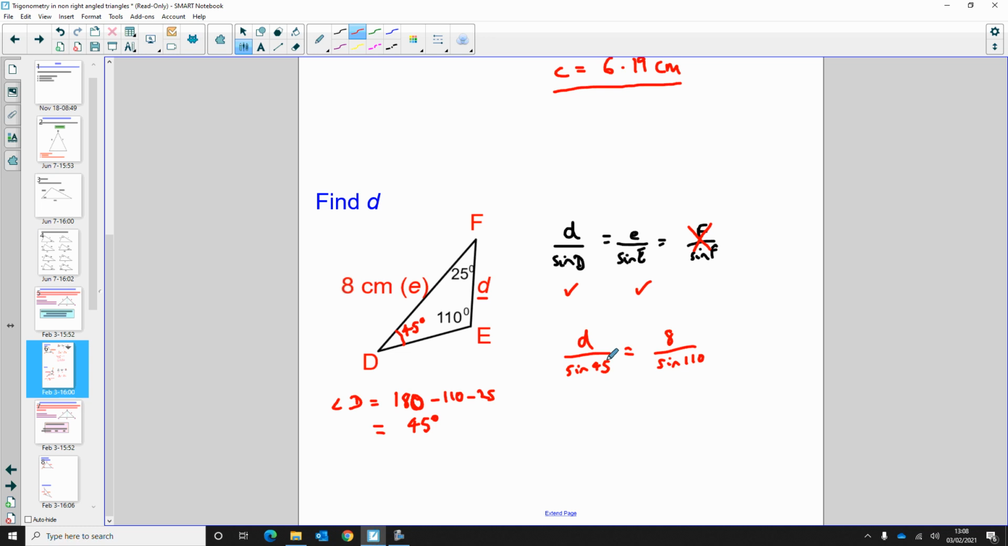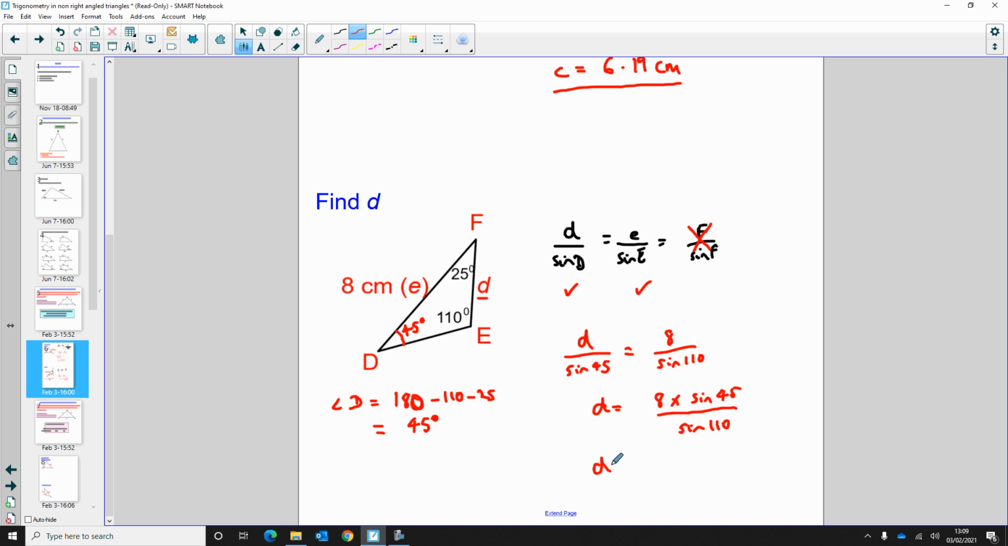Right, so we now need to, in this case, move the sine 45 because that's divided by the D. So we're going to bring that onto this side. So D is going to equal 8 times by sine 45. Remember, you can do a bit of cross multiplication there.